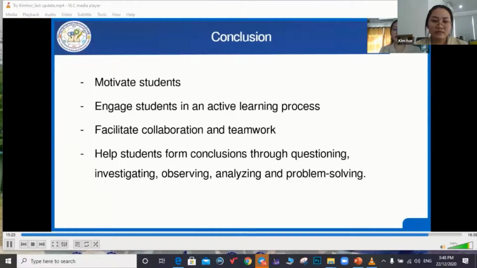When we apply 5E, I found out that 5E can motivate students, engage students in an active learning process, facilitate collaboration and teamwork, and help students form conclusions through questioning, investigating, observing, analyzing, and problem solving. When we apply 5E, the students will get all of this. That is my conclusion.